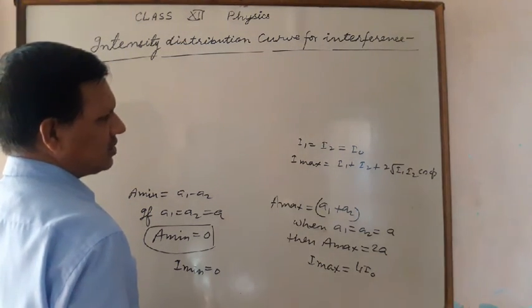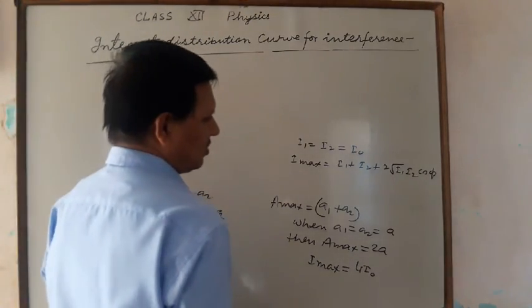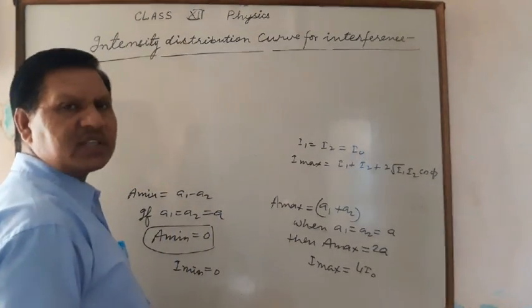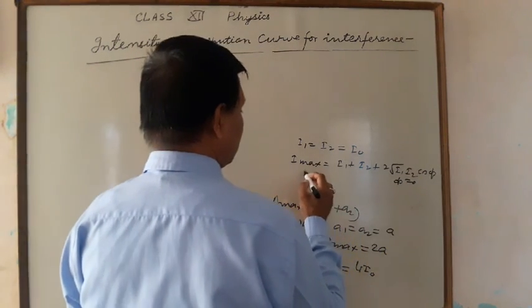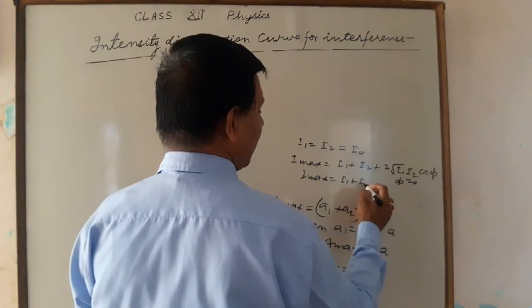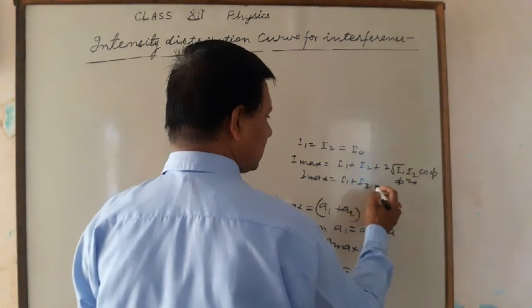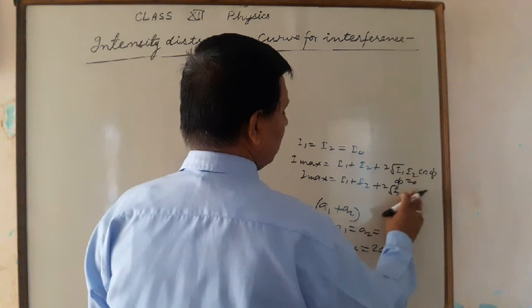Here we see that when two waves are superposed in same phase, that is phi equal to 0, so I maximum is equal to I1 plus I2 plus 2 under root I1 into I2.